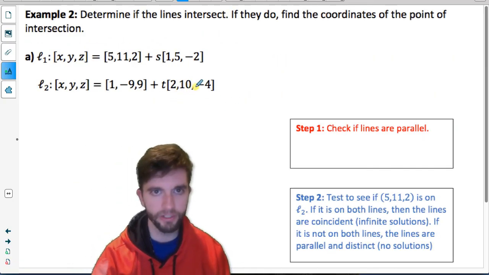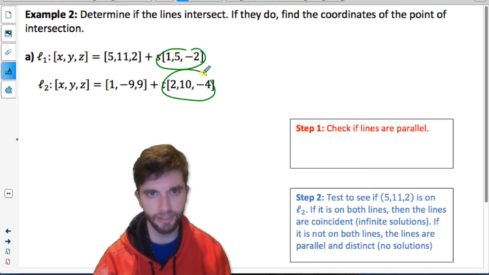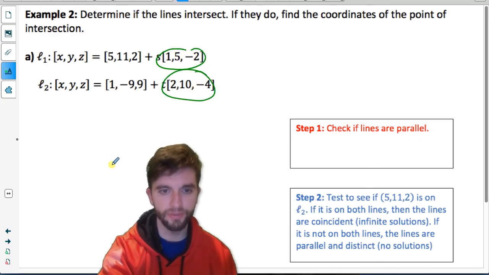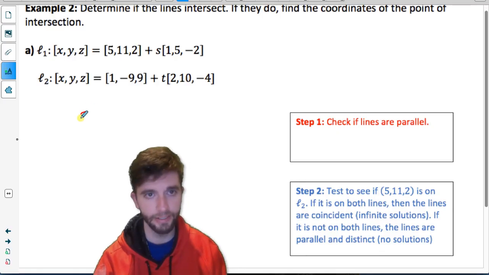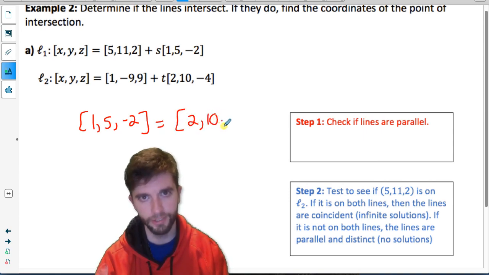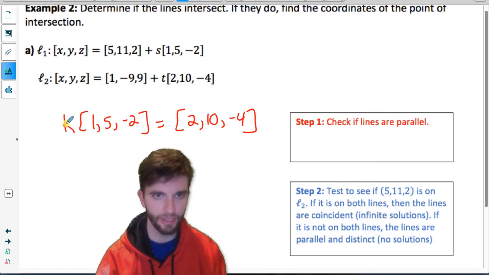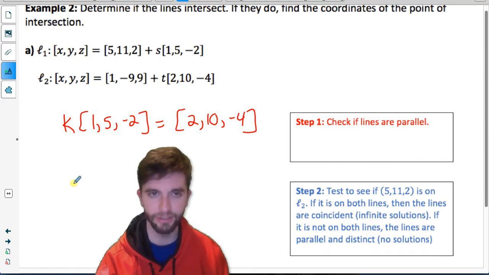Step 1, always check to see if the lines are parallel. So let's check if these direction vectors are scalar multiples of each other. We're just going to check, is the direction vector 1, 5, -2 a scalar multiple of the vector 2, 10, -4? So could I multiply direction vector 1 by some scalar value and make it equal to direction vector 2?